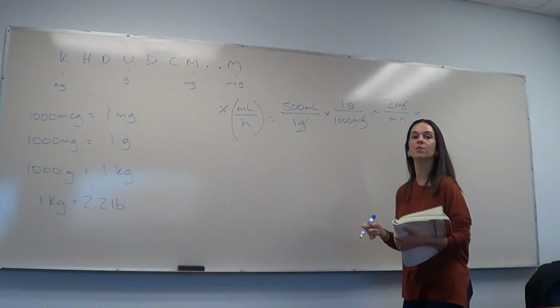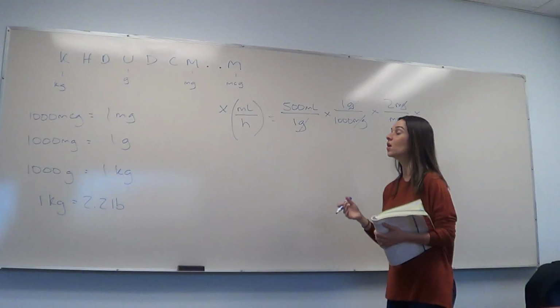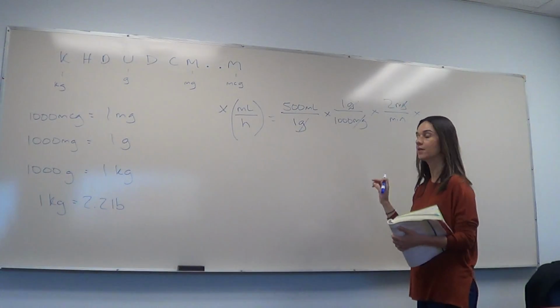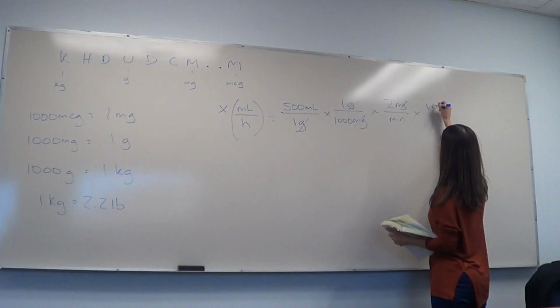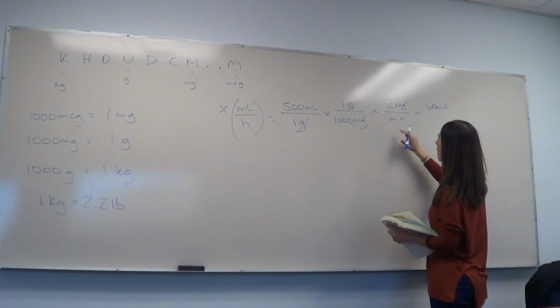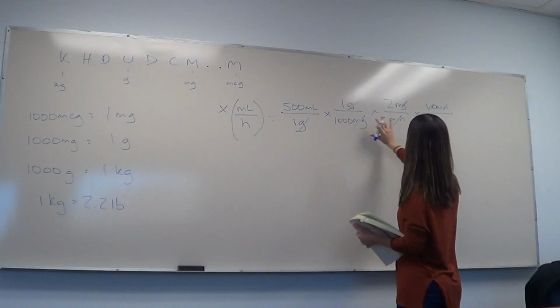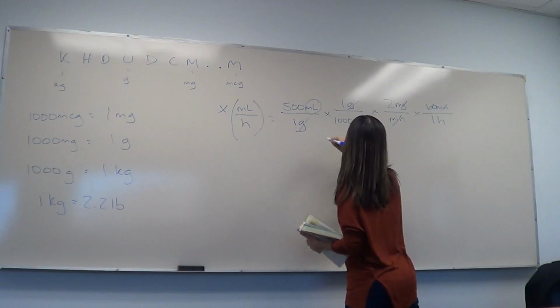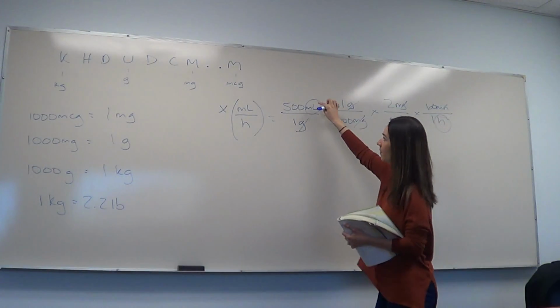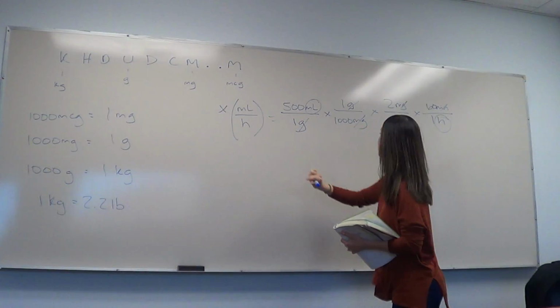Well, what relationship do we remember about minutes to hours? We understand there's 60 minutes in 1 hour. Make sure to put your 60 minutes on top so your minutes can cross off on both top and bottom. And it's per 1 hour. And now when we go back through, everything's crossed off except for the x we need. And you need to ensure that mL is on top in the numerator and that the hour is in the bottom in the denominator.